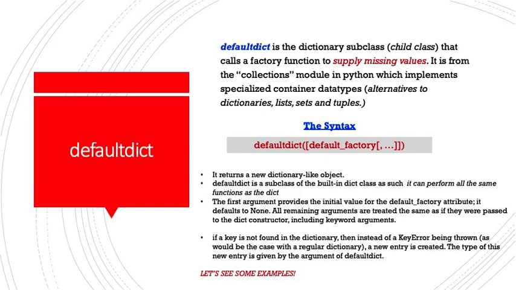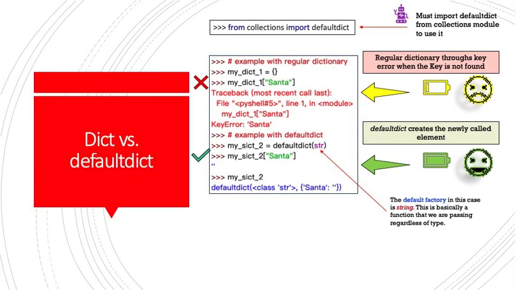The first argument provides the initial value of this default_factory attribute. Its default is None. All remaining arguments are treated the same as if they were passed to a regular dictionary constructor, including keyword arguments. If a key is not found in the dictionary, then instead of a KeyError being thrown, as is the case with a regular dictionary, a new entry is created. The type of this new entry is given by the argument that is passed via the default factory. So let's compare how a regular dictionary behaves versus this DefaultDict object.